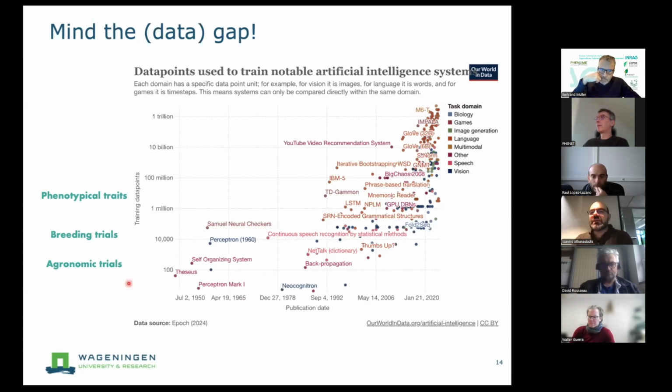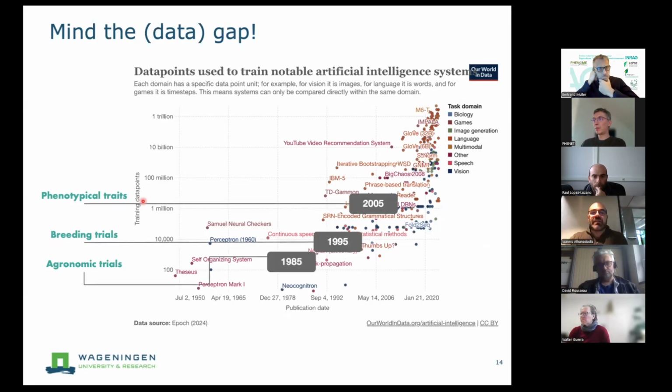If we look into the data that we have available in agriculture, agronomic trial data sets are in the size of a few hundred, the biggest ones. If we look into breeding trials, maybe they are in the order of 50,000. And if we look into phenotypic trials, maybe we get into data sets in the order of millions, if we're talking about annotated photographs of diseases and things like that, which tells us that we can safely use technologies that are 20 years old and be on the safe side of things.